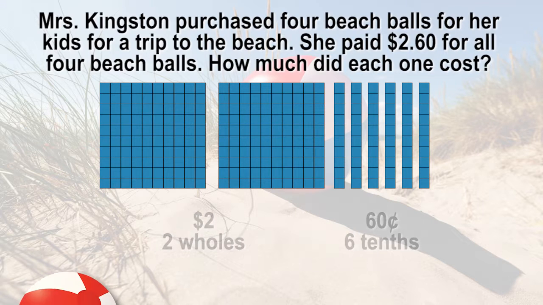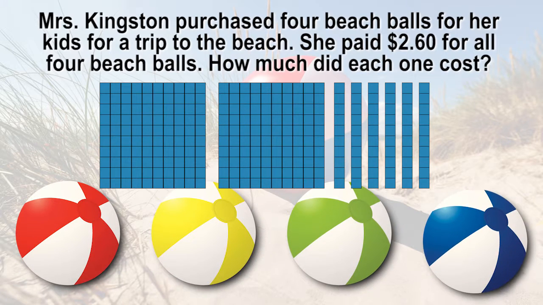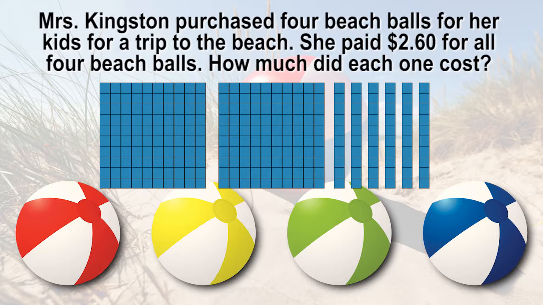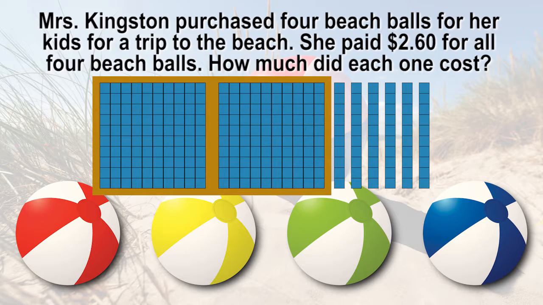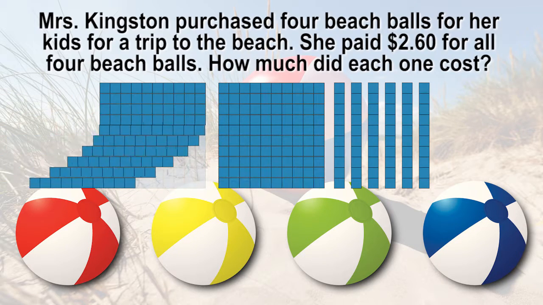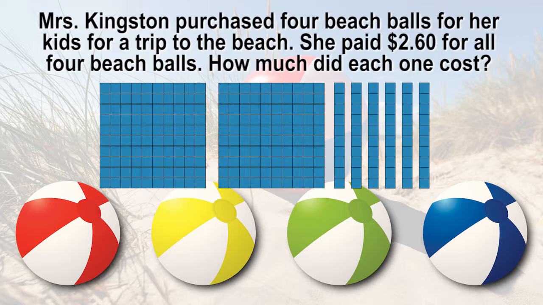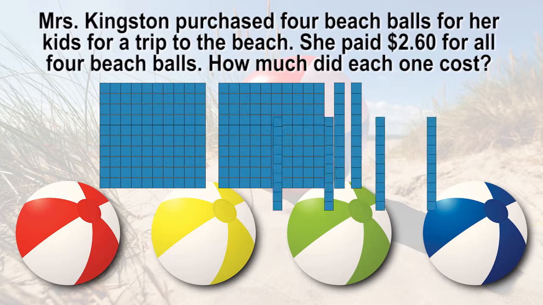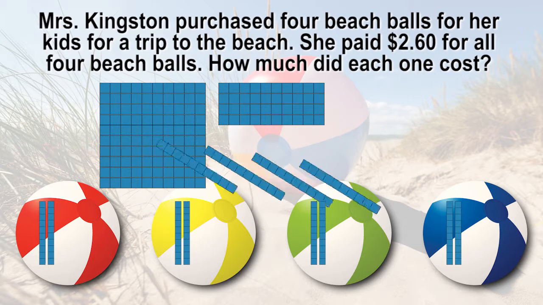Since Mrs. Kingston purchased 4 balls, and our goal is to calculate the cost of each ball, we will divide the total cost by 4, or into 4 groups. We are unable to partition 2 wholes into 4 groups without first decomposing them. We can separate each whole into 10/10. This gives us a total of 26/10. Now we can separate the tenths into 4 groups, 1/10 at a time.